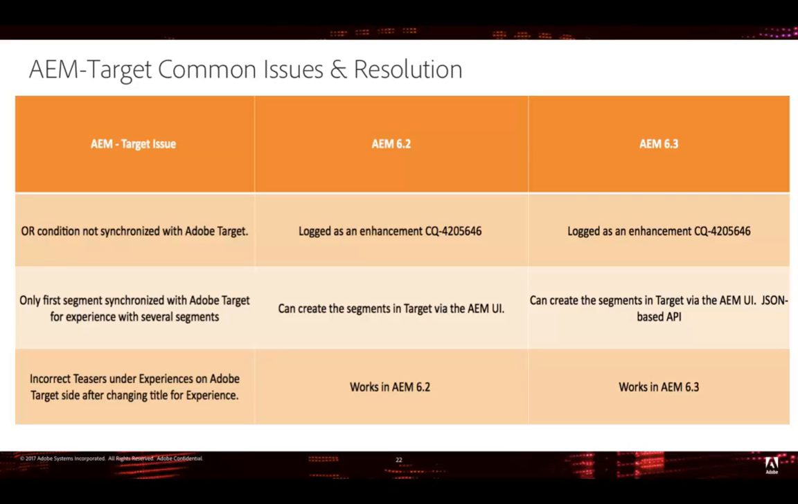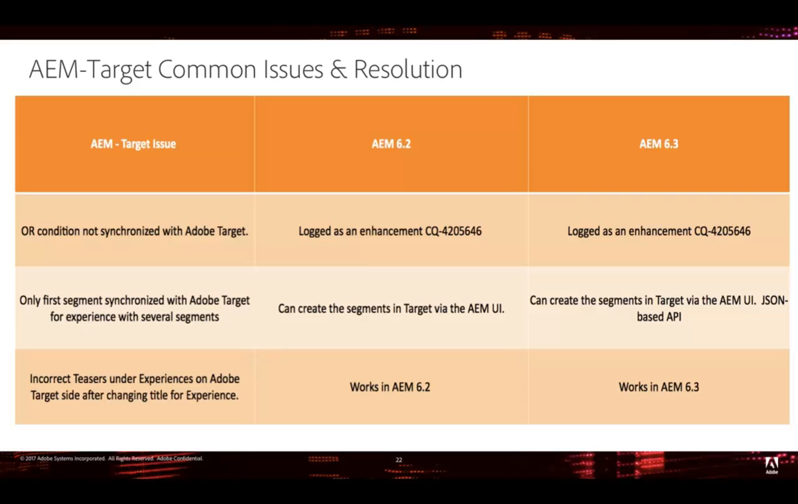There is another common issue, that Adobe Target is not synchronizing for several segments except the first one. And the solution for this in AEM 6.2 is that the segments are just created in the AEM UI, but it doesn't synchronize all the segments back from Target if there are more than one. The same applies for 6.3. The only change in 6.3 is it has a JSON-based API.